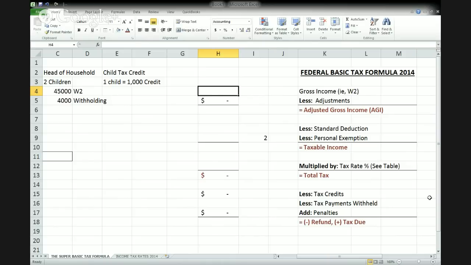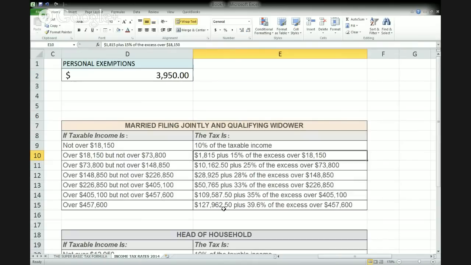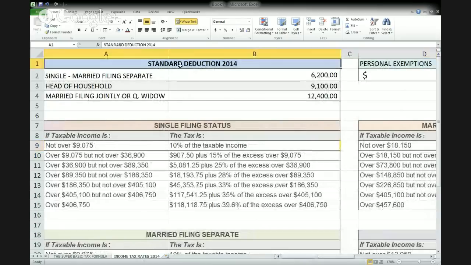So again, gross income is $45,000. We received that from the W-2. There's no adjustment, so your adjusted gross income is going to be $45,000. Next is the standard deduction for a head of household. We're going to go to the tax table and we're going to figure out what the standard deduction for a head of household is. In this case, the standard deduction for a head of household is $9,100.